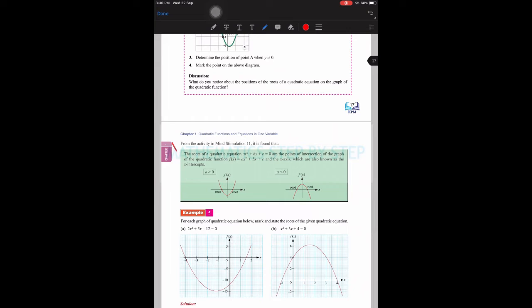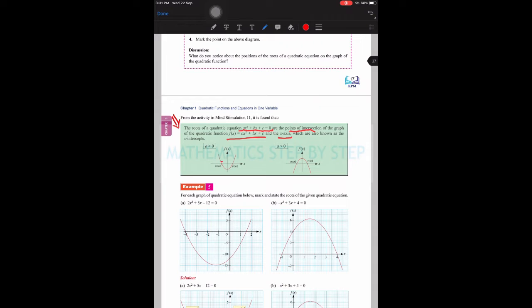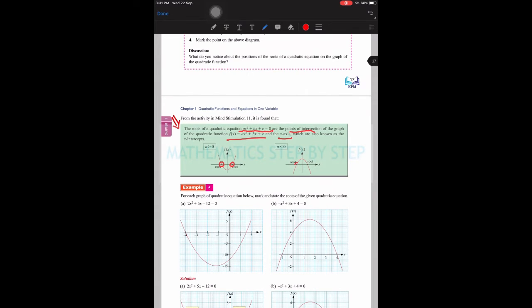So let us read this. What we'll be getting from mind stimulation 11 is that the roots of a quadratic equation ax squared plus bx plus c equals to 0 are the points of intersection of the graph f(x) equals to ax squared plus bx plus c and the x-axis, okay? So this is what we have discussed in mind stimulation 10. These are the places where the graph cuts the x-axis. So these two are the roots. Same goes to here.